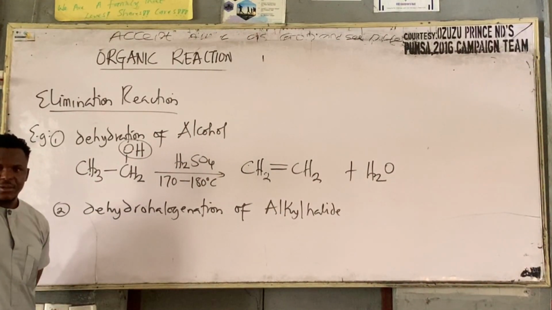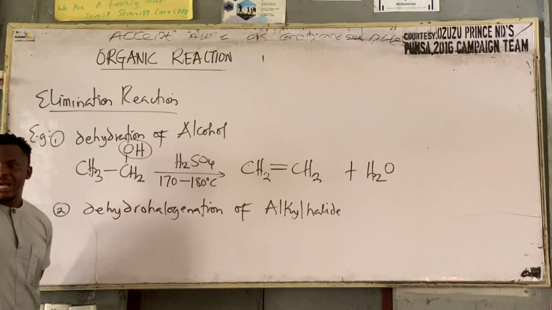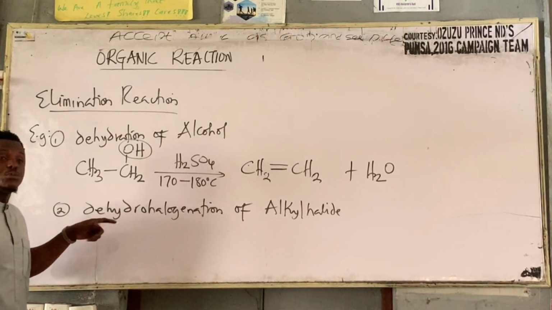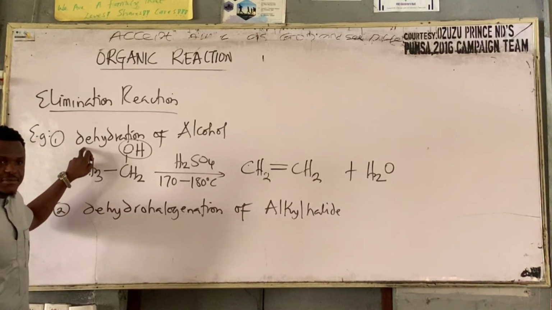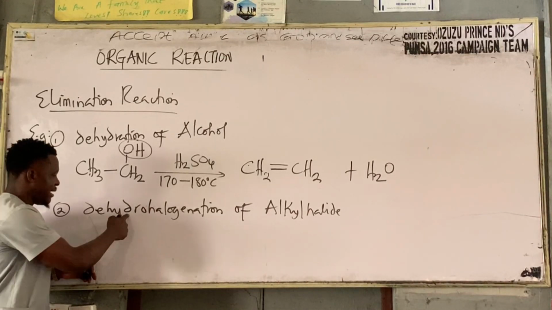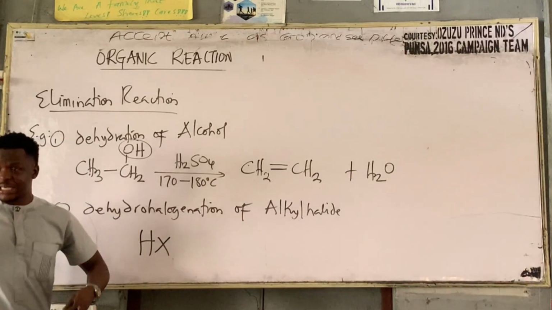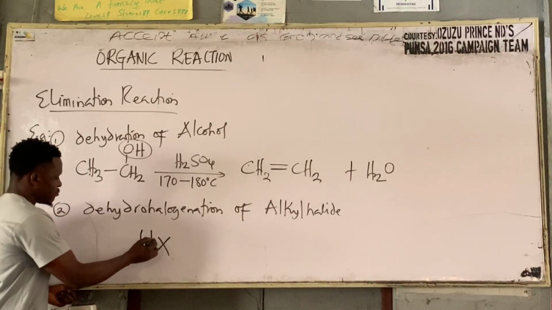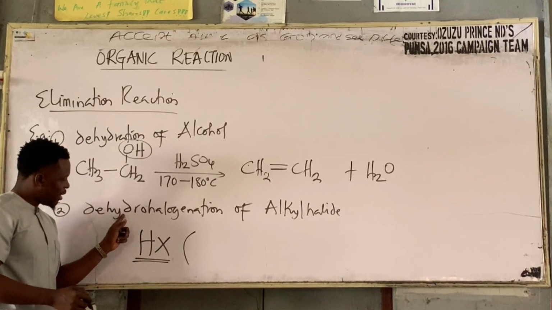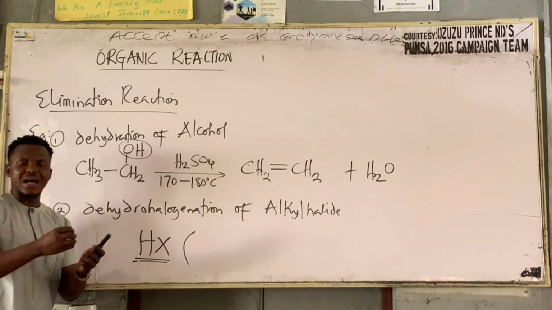Now the second example here. Class, what do you understand by the word dehydrohalogenation? Anytime you see this D, it means removal. Hydro is H, and halogen is the halogen element, the halide. Now, this is more like a process. So by removing this, the hydrogen halide, you have this. Dehydrohalogenation means removal of hydrogen halide.